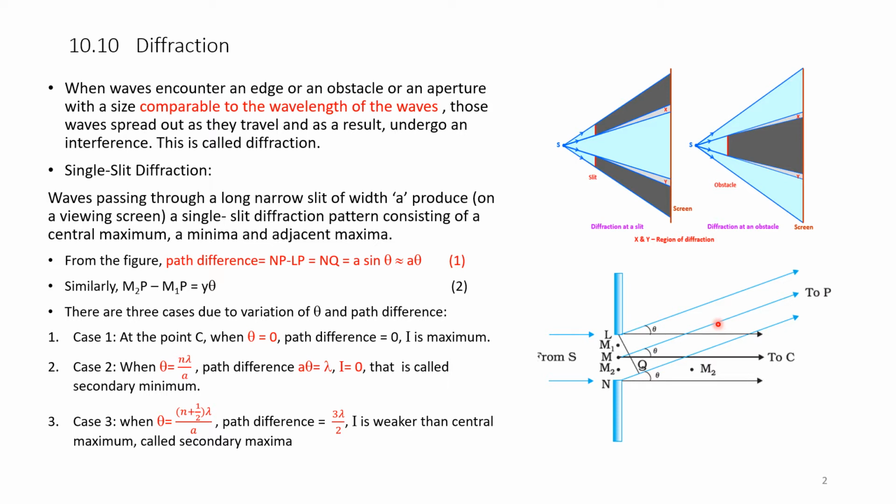Then let us consider case number 3, when sin theta is equal to (n plus half) lambda, that is multiples of half lambda divided by a. Therefore, path difference NQ will be equal to 3 lambda by 2. Here the intensity I is weaker, it is not as strong as the central maximum, but still it will be a secondary maxima. Let us study the phenomenon of diffraction in detail in the next section.